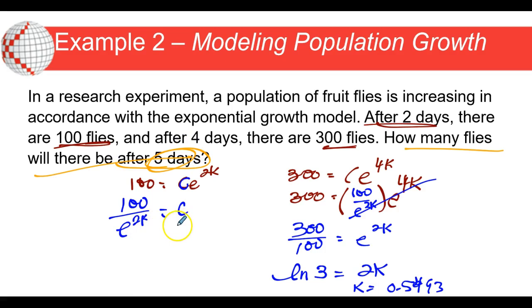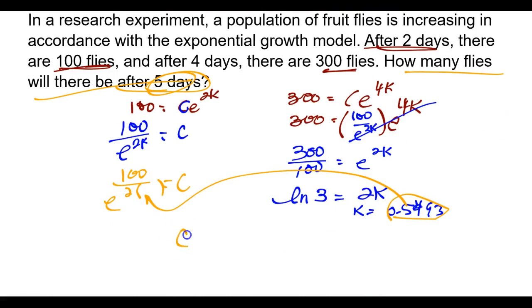So after 5 days, how many will there be? Well, let's see. First of all, I need to go find C. So 100 over e^(2k), and there's that k number, which will get plugged in right there. I'll punch that, and C will turn out to be, well, it's close to 33. So now I can write myself an equation. y is equal to 33e^(0.5493t).